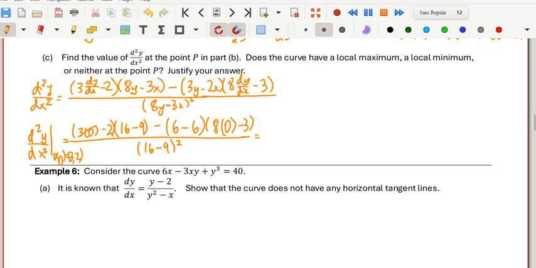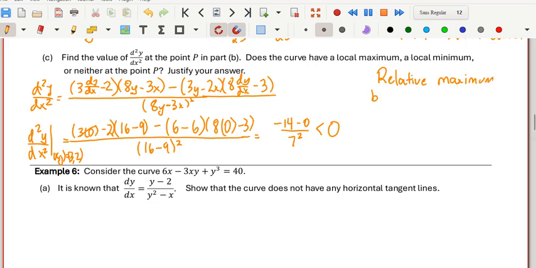So we have 16 minus 9 is 7, so we've got negative 14 minus 0 over something squared, which is going to be positive. All I need is the sign. So that's 7 squared, which is greater or less than 0? You don't have to fully evaluate that. If you can tell what its sign is, put your less than sign. And we have a relative maximum.